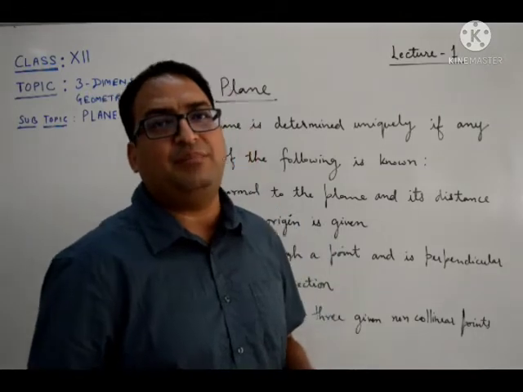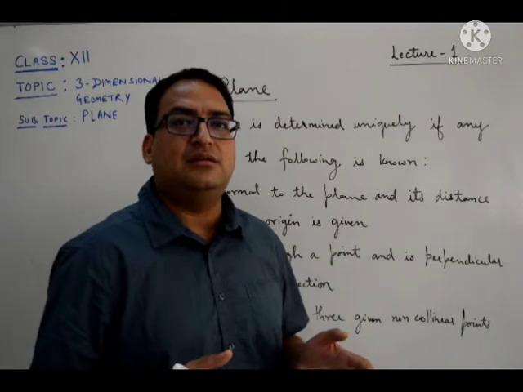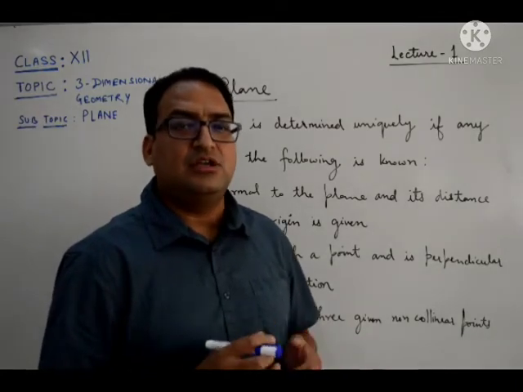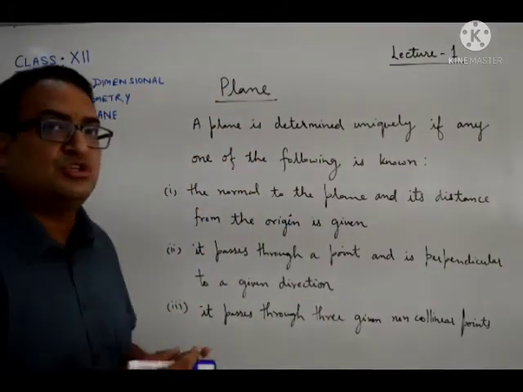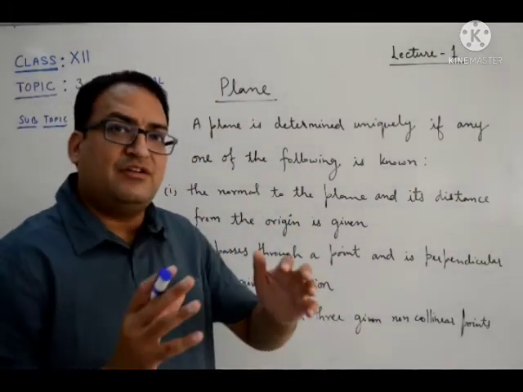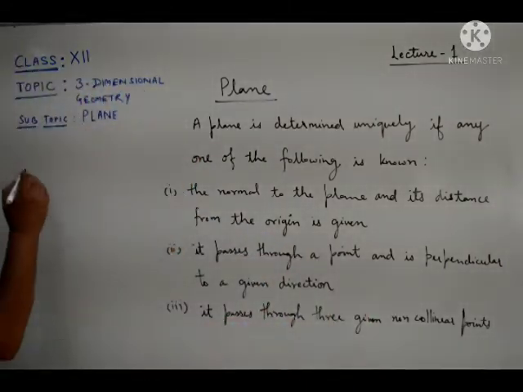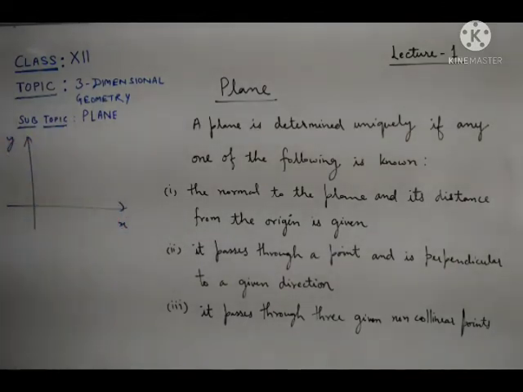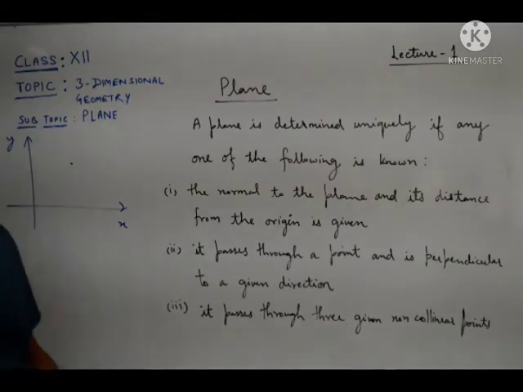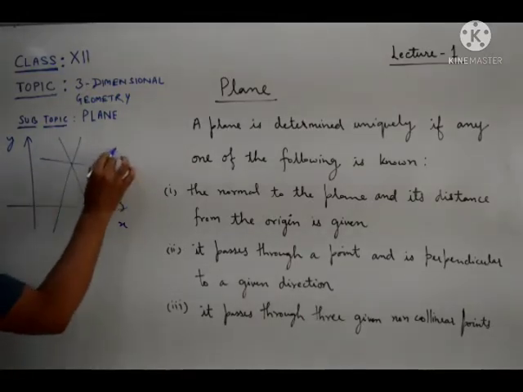Now we try to fix a plane in space. We see how many conditions we need to fix a plane in three-dimensional geometry. Before starting planes in 3D, I would like to ask a few questions in two-dimensional geometry so that we can relate that with three-dimensional geometry. Come to two-dimensional geometry, where we have two axes, x-axis and y-axis, and we have a point. Tell me how many lines can pass through this point. Your answer is infinite lines can pass through this point.